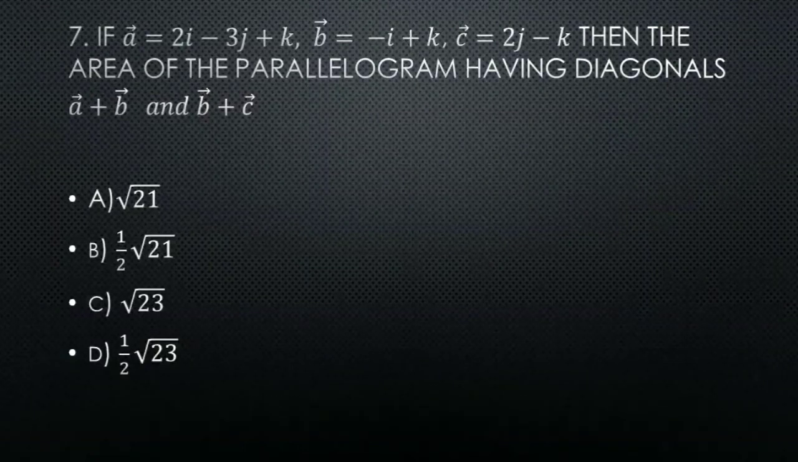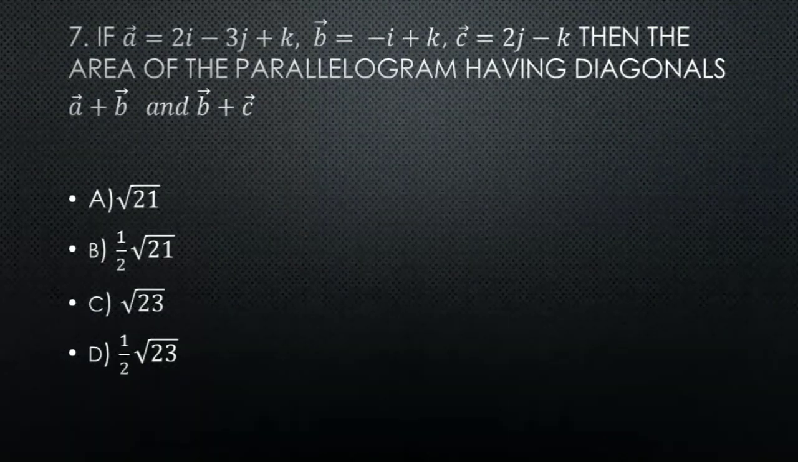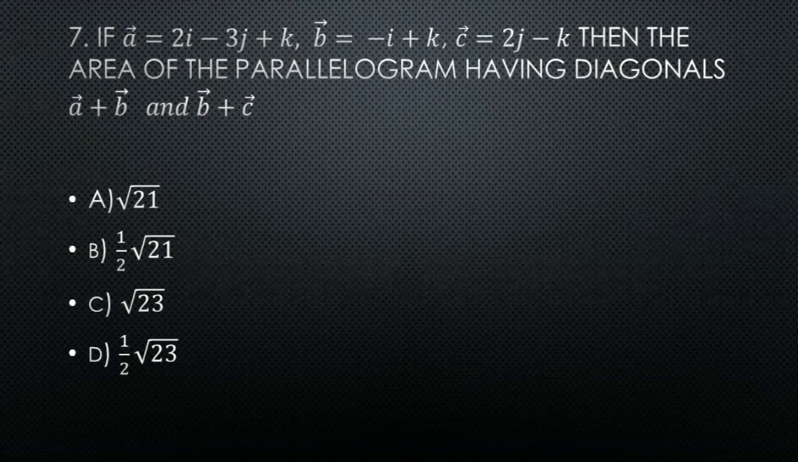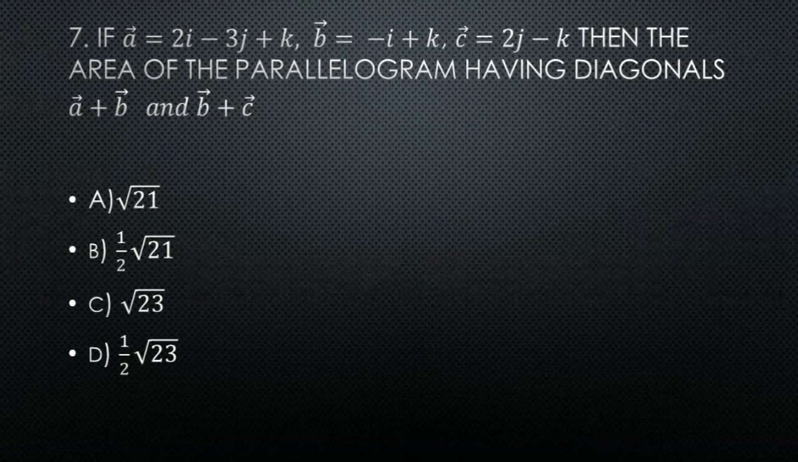If the diagonals are given, then to find the area of a parallelogram, the formula will be half into magnitude of A vector cross B vector. Here A vector is a diagonal and B vector is also another diagonal. Remember, if adjacent sides are given, then magnitude of A vector cross B vector. If diagonals are given, then half into magnitude of A vector cross B vector, where A vector and B vector are the diagonals of that parallelogram. Let us see the answer.